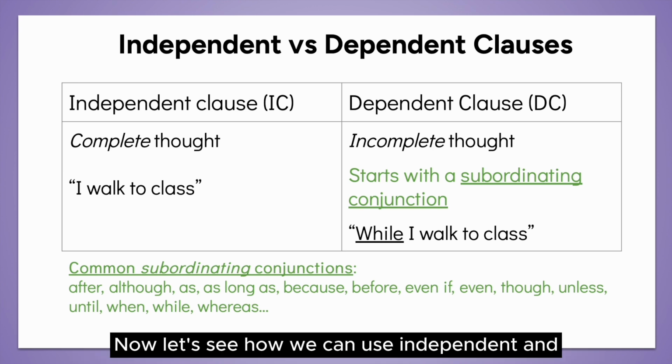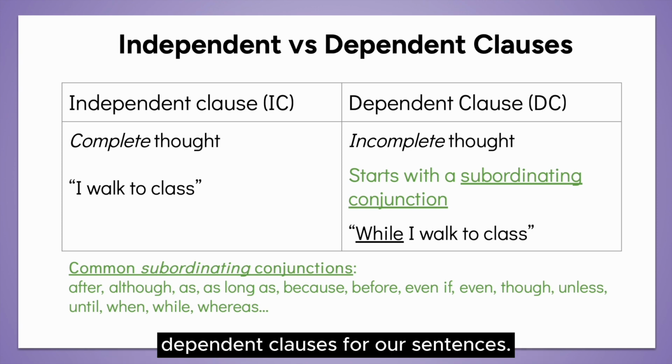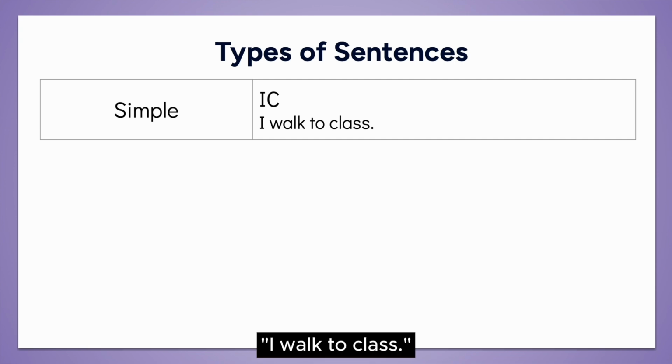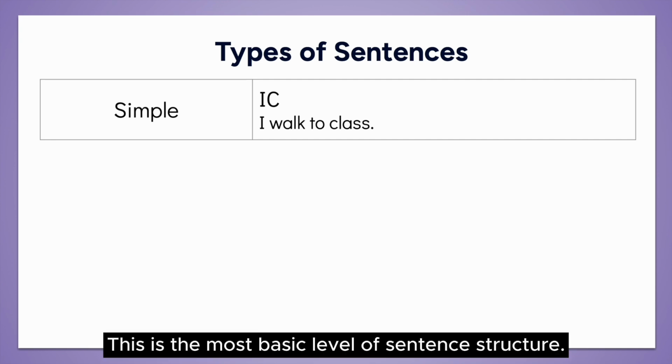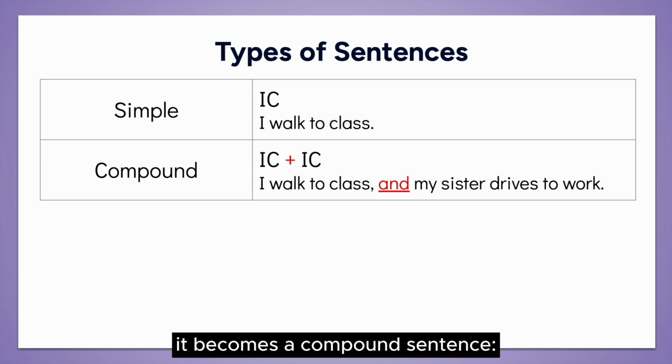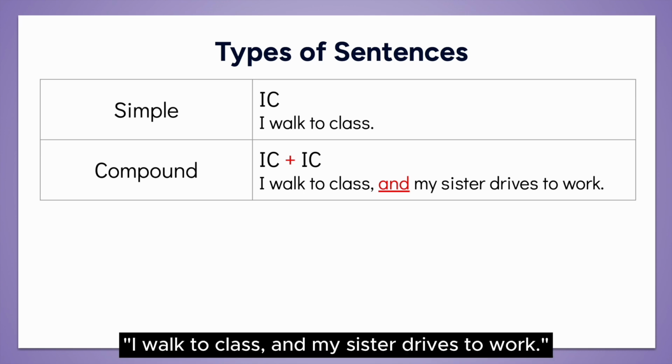Now let's see how we can use independent and dependent clauses for our sentences. A simple sentence is composed of one independent clause, "I walk to class." This is the most basic level of sentence structure. If you put 2 independent clauses together, it becomes a compound sentence. "I walk to class and my sister drives to work."